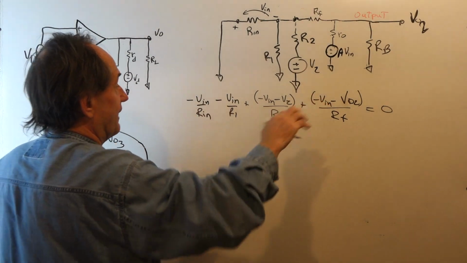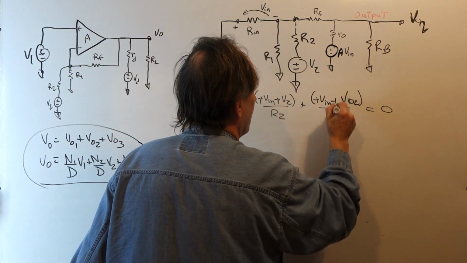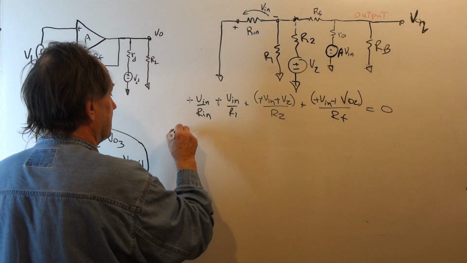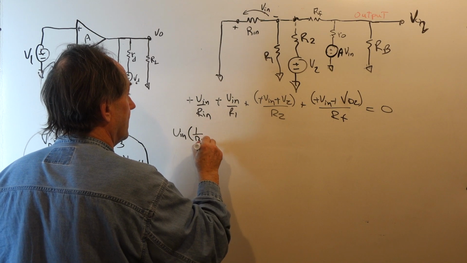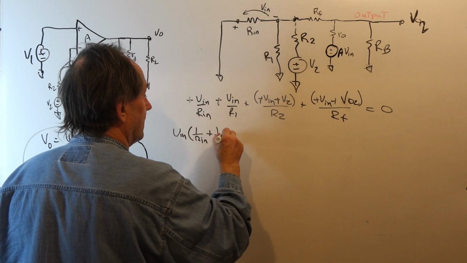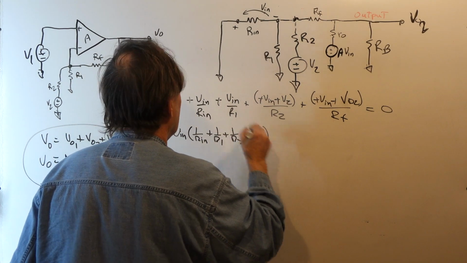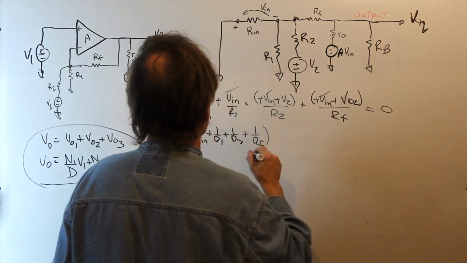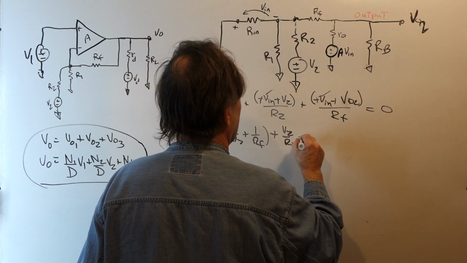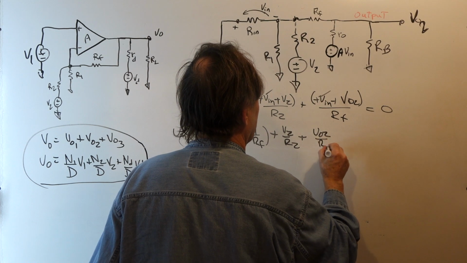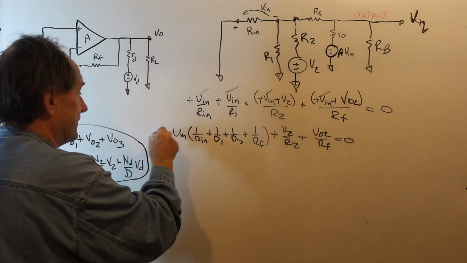Since we have all minus signs, I'm just going to multiply through by minus. Grouping like terms, Vn times 1 over Rn plus 1 over R1 plus 1 over R2 plus 1 over RF, which combines those terms, and then we add V2 over R2 plus VO2 over RF. That equals 0. Okay, so that's one equation.